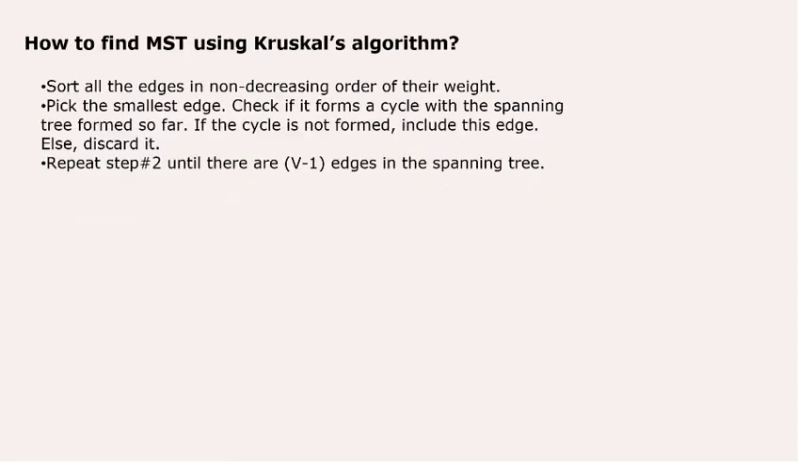To find a minimal spanning tree using Kruskal's algorithm, it sorts all the edges in non-decreasing order of their weight. First we pick the smallest edge and check if it forms a cycle with the spanning tree formed so far. If the cycle is not formed, include that edge. If a cycle is formed, discard it. This is repeated until there are V-1 edges in the spanning tree.